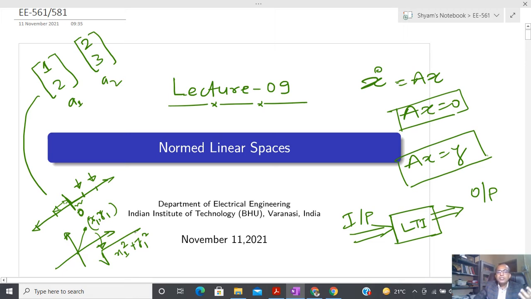So now, since we have become more mature, we are going to see whether this is the only way to define distance, or whether we have some other way.